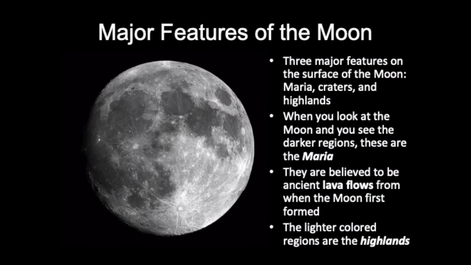Three major features on the surface of the moon: the maria, craters, and highlands. When you look at the moon, you can see the dark regions. This is known as the maria. They're believed to be ancient lava flows from when the moon was actually first formed. The lighter colored regions are known as the highlands.